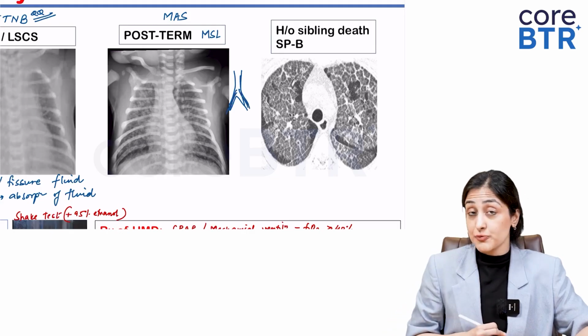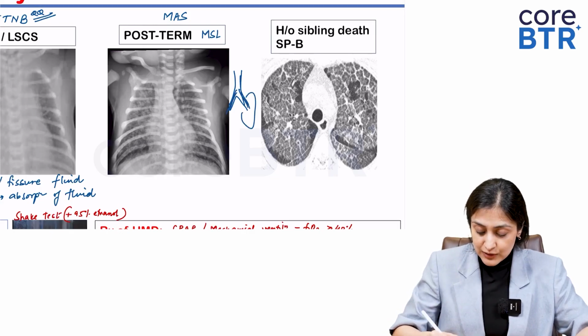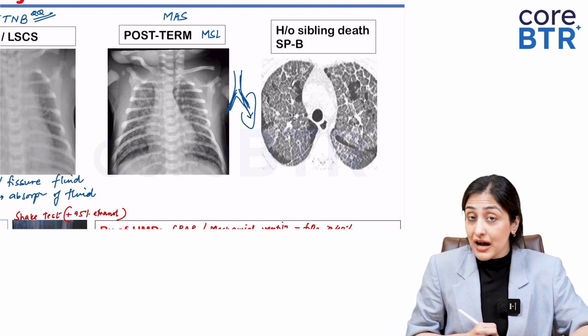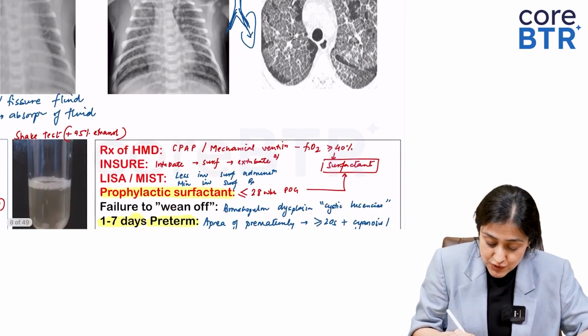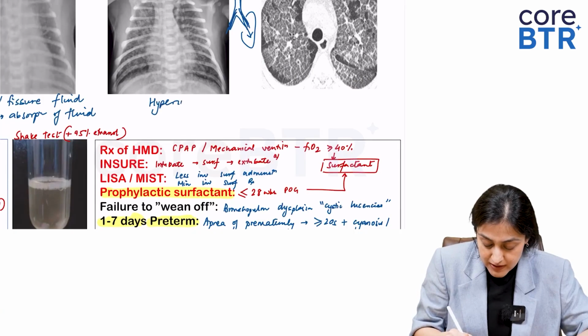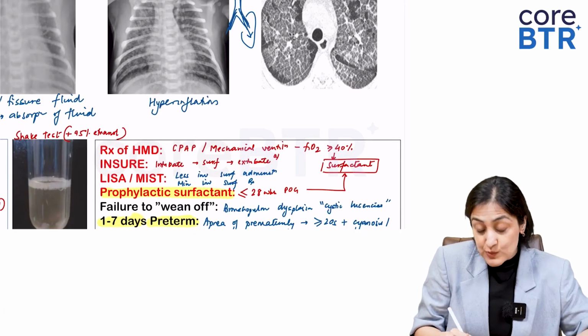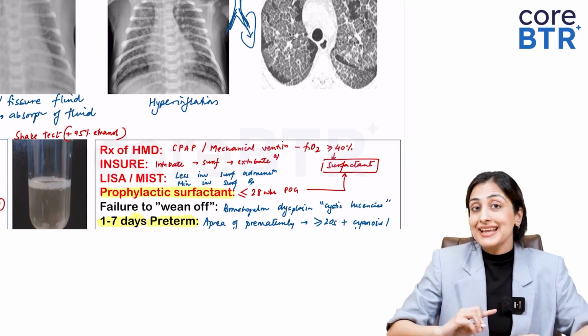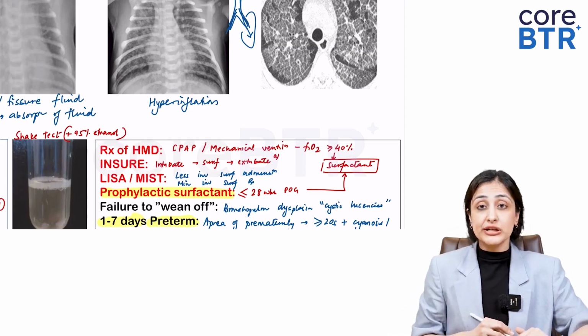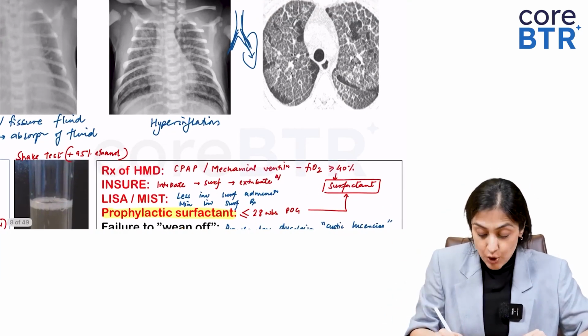Let's say this is a partially obstructed bronchus. The air can go inside, but it doesn't come outside. So this is what leads to hyperinflation. In RDS, we saw underinflation. In MAS, we are seeing hyperinflated lung fields because of that partial obstruction.